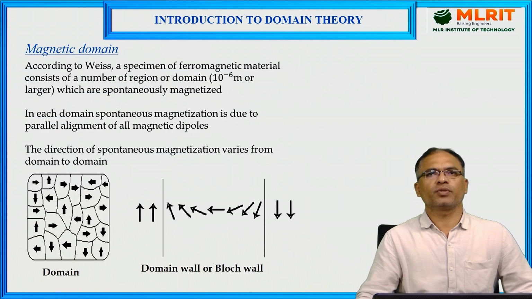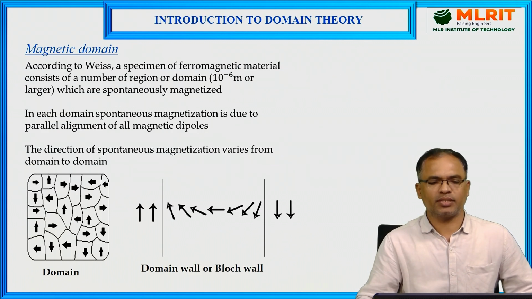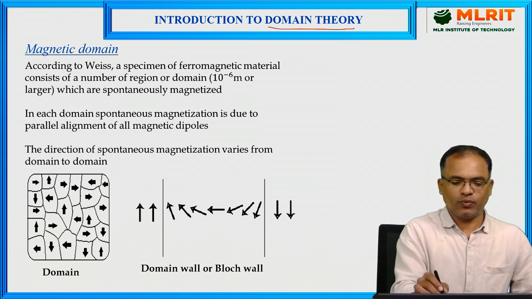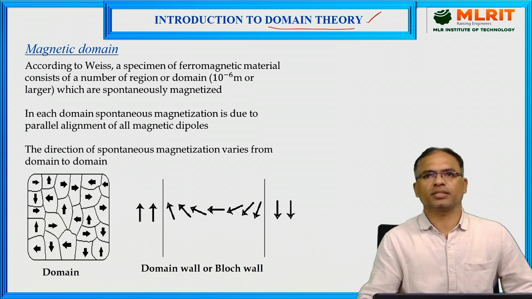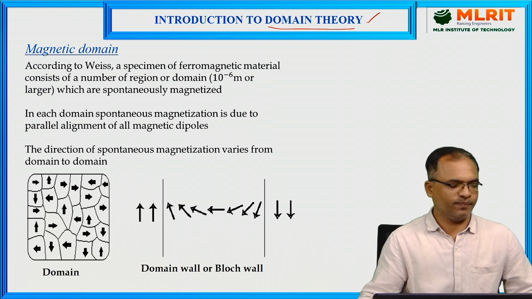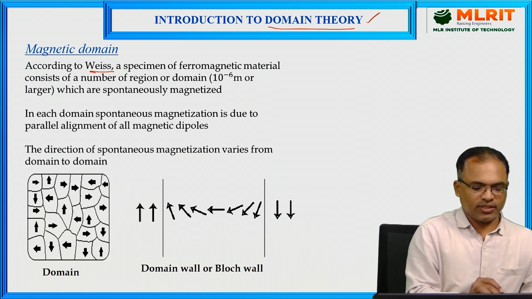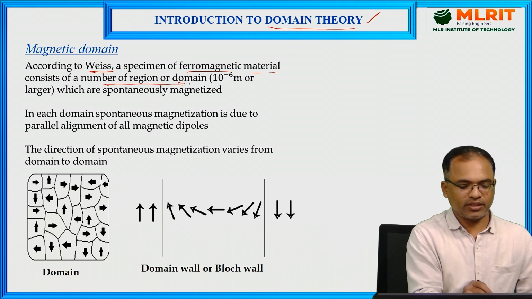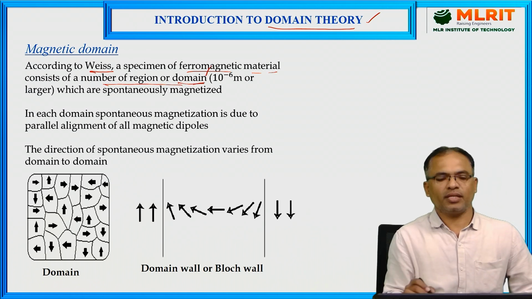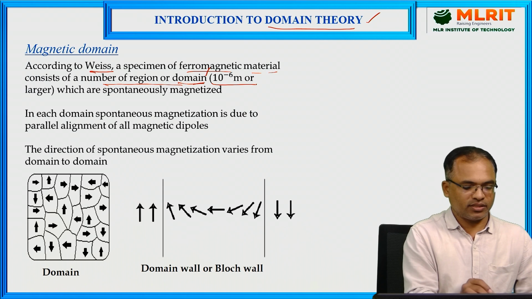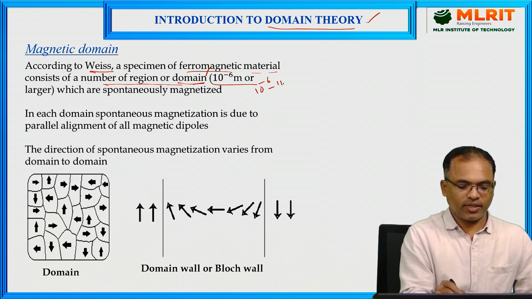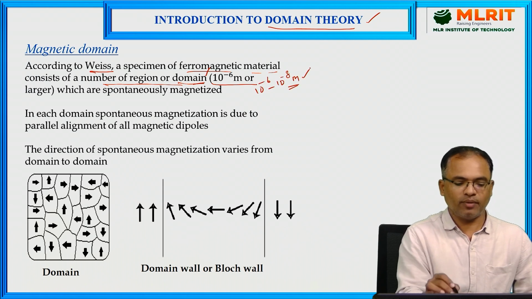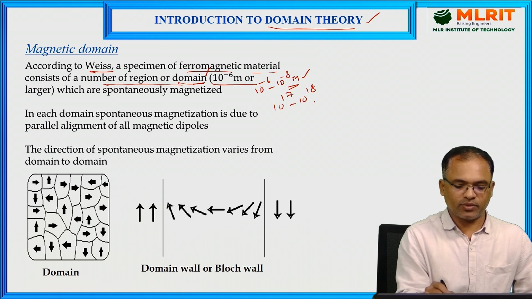Now coming to the phenomenon called hysteresis, for that we need to talk about domain theory first. Using domain theory only we can discuss hysteresis. What is domain theory? According to the scientist Weiss, a ferromagnetic material has a large number of small regions called domains. Each domain size is around 10^-6 to 10^-8 meters, meaning very small. Each domain will have around 10^17 to 10^18 atoms.